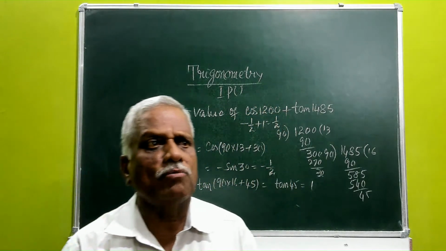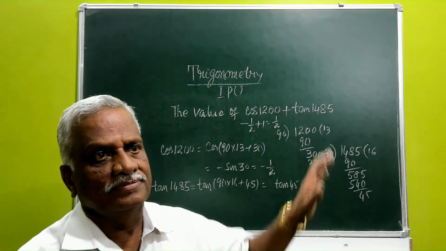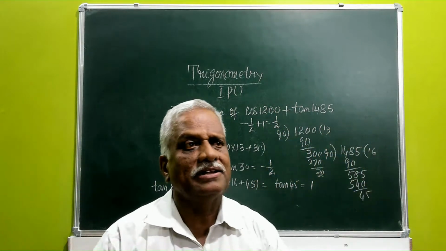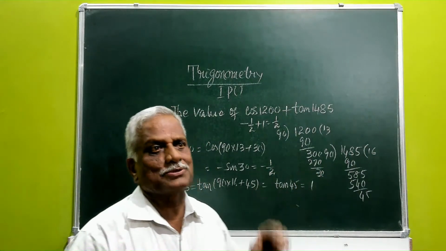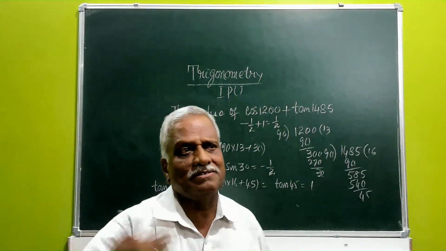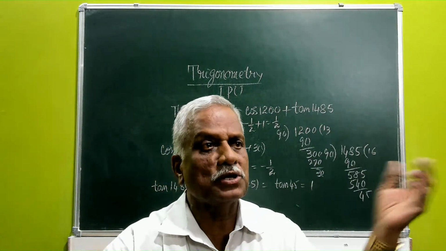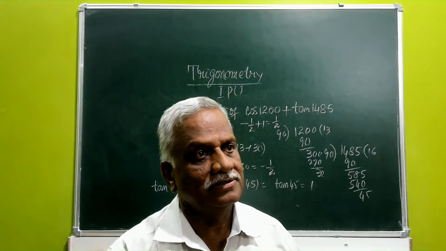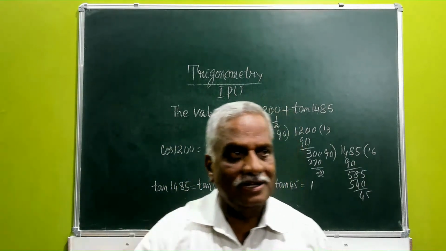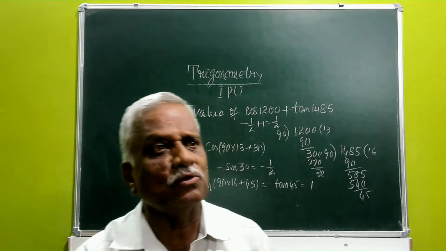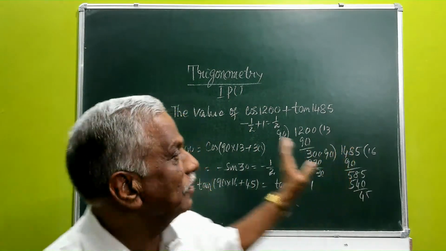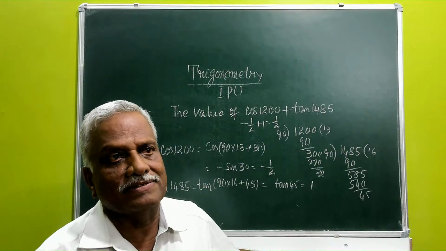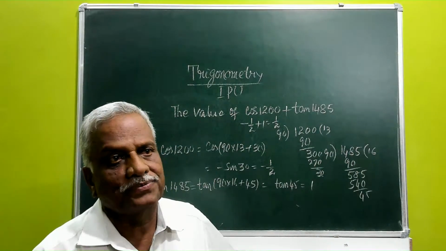So there can be a problem on allied angles. It requires some time, but you can do it. Here I have written all the steps. There you can orally think over 1200: 90 into 10 is 900, 11 is 990. Like that you can orally calculate it. You do not write all the steps. You can just mentally calculate and write the answer. That depends on your ability.